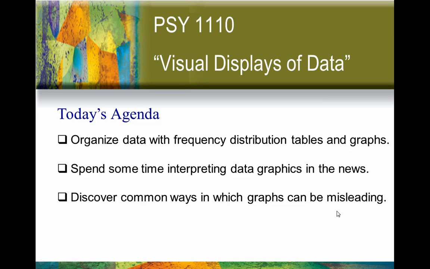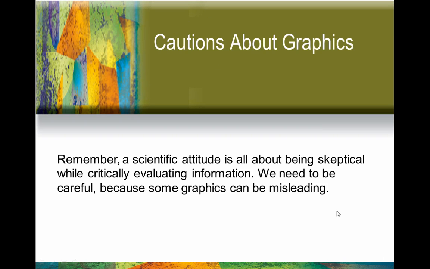And one thing that I'd like to remind you is that we want to have a scientific attitude. And a scientific attitude is all about being skeptical of the data. We want to make sure we can make sense of the data. We don't want to be cynical. There are people out there, of course, who want to mislead us and take advantage of us. That's why we're going to talk about it so that we're prepared.